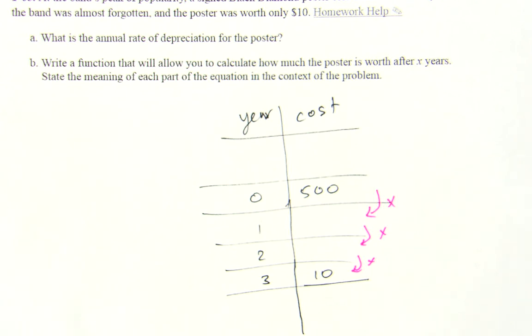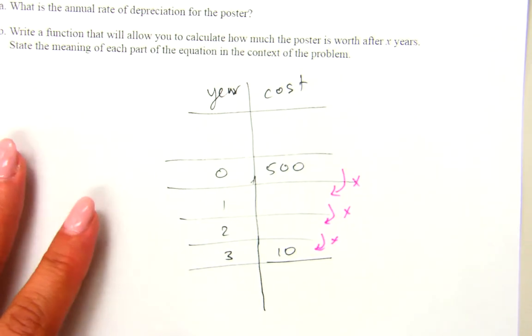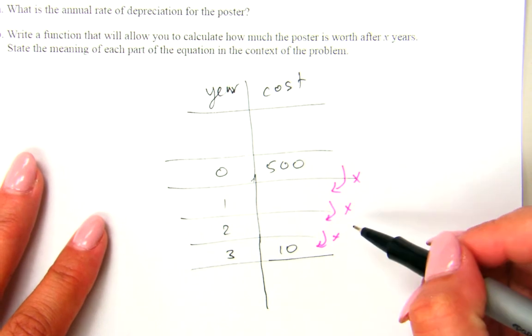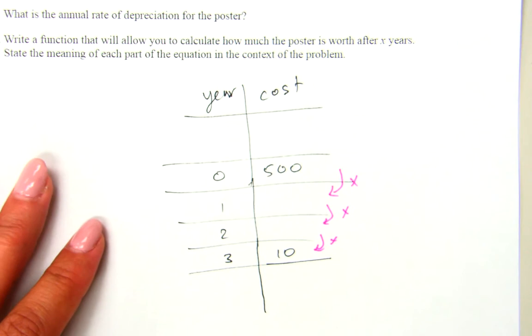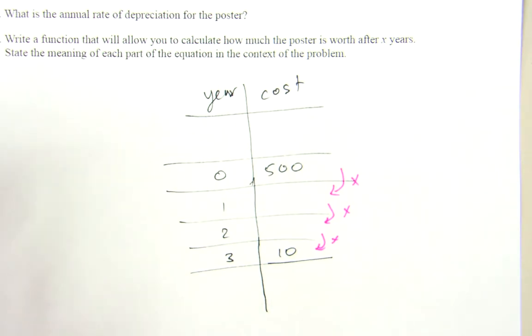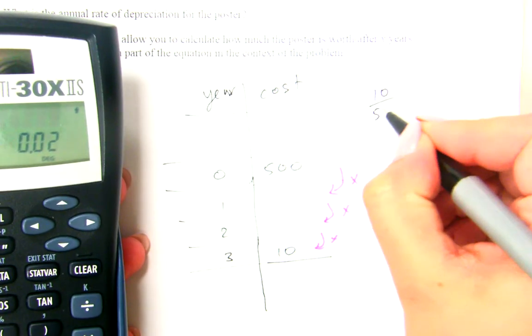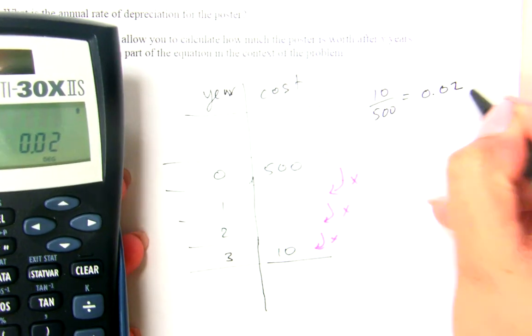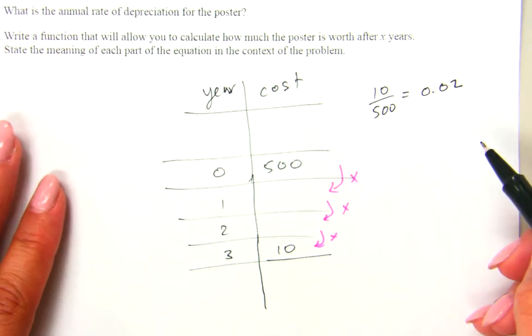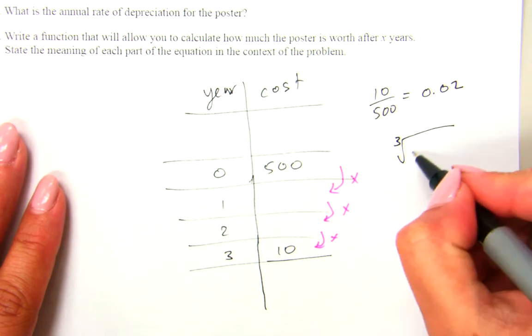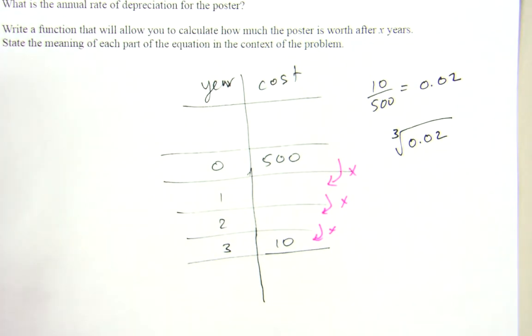Okay, I lied. It's not the square root. It's actually the whatever root it is of how many times we're going. So here's what we figured out last year in Math 1. You're going to take 10 and 500 and divide it. 10 divided by 500 gives us 0.02. Now, since we're doing this 3 times, 1 here, 2 here, 3 here, we're going to take the third root of 0.02, and that should give us the multiplier.